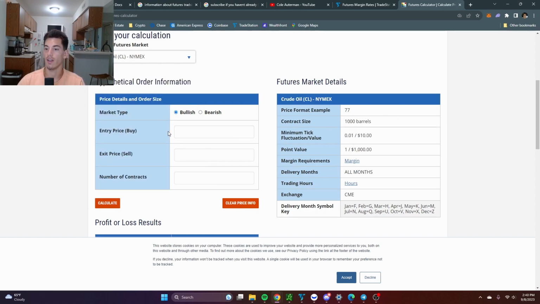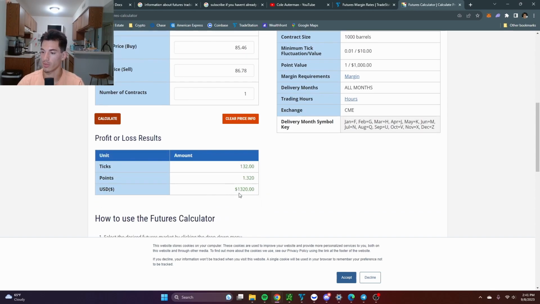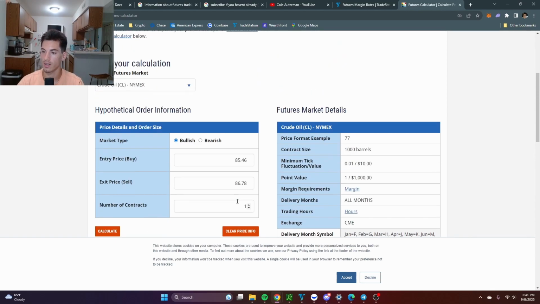So it can be a little bit tricky if you're not dealing with perfectly round numbers. So let's say I bought oil at 85.46 and I sold at 86.52, or let's do 78. Number of contracts, 1. Calculate. Boom, I would have made $1,320. So it's just a lot easier to do this until you get the hang of just calculating profit and loss.